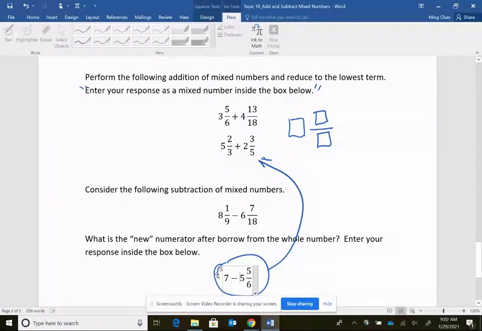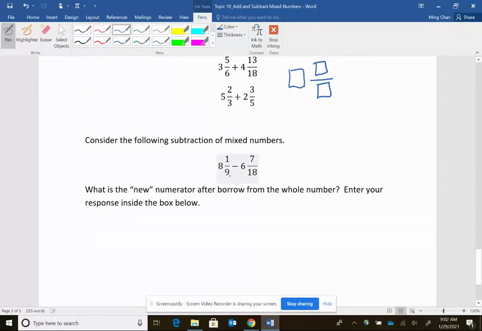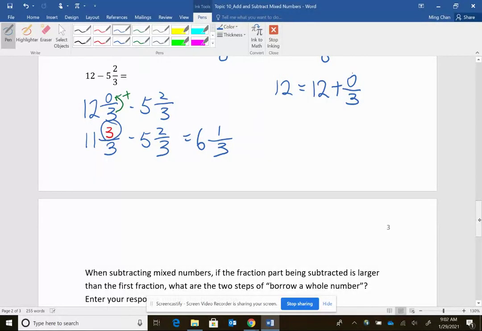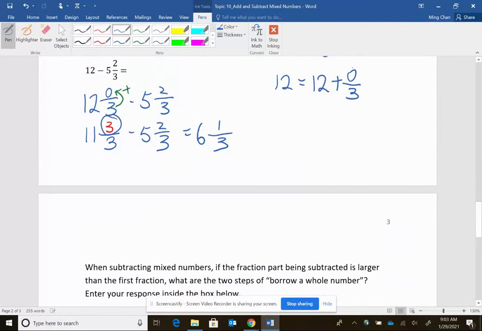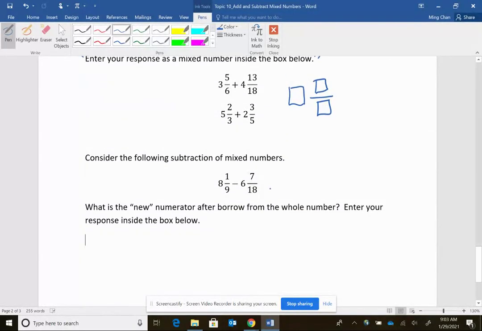All right, so there's another problem, and that problem is right here. 8 and 1 over 9 minus 6 and 7 over 8. What is the new numerator after we borrow from the whole number? Again, what I want you to do here is find the LCD, find the equivalent fractions like I showed you earlier when subtracting fractions. So what is the new numerator? I want you to just enter the new numerator for me. The answer is not 3 and 13. The answer is whatever new numerator you come up with here.